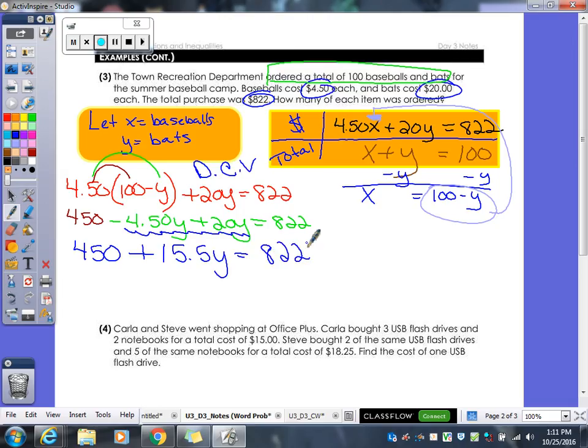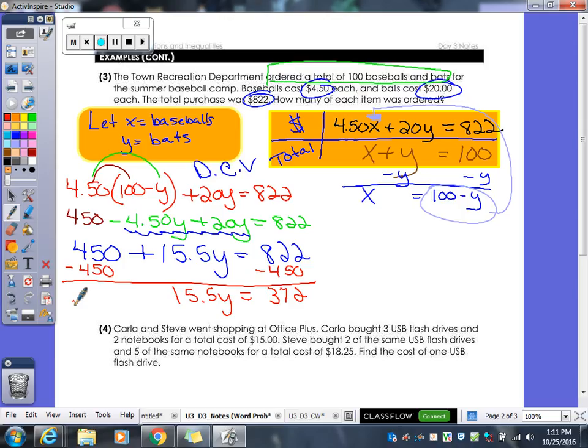Okay. Now what am I going to subtract from both sides? What am I going to move over? I want to get the variable by itself, so I'm going to move over my 450. Bring down your 15.5y. When I subtract, I get 372. Check that for me, John. Do 822 minus 450.